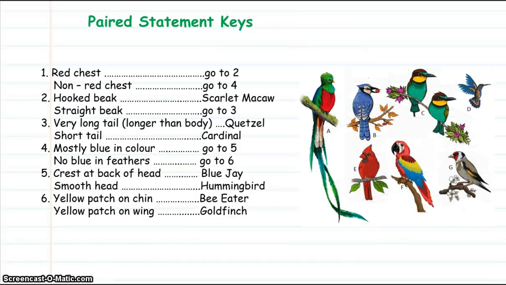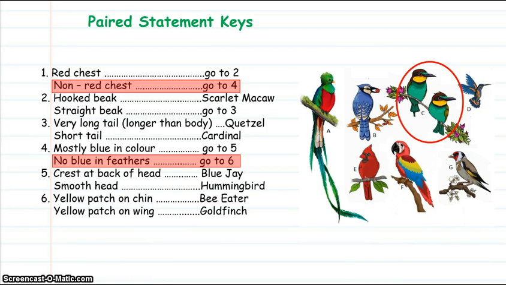We use paired statement keys in order to identify organisms. If we take this bird, for example, if we work our way through the paired statement key, we can see that it has a non-red chest. So we go to question number 4. It has no blue in the feathers. So we then go to question number 6.